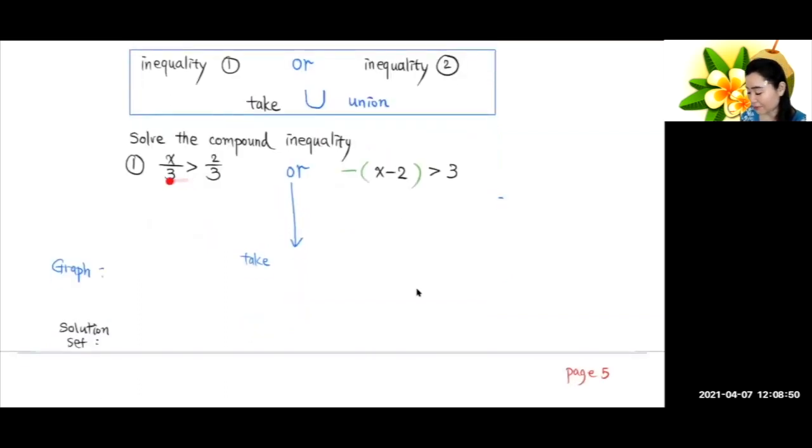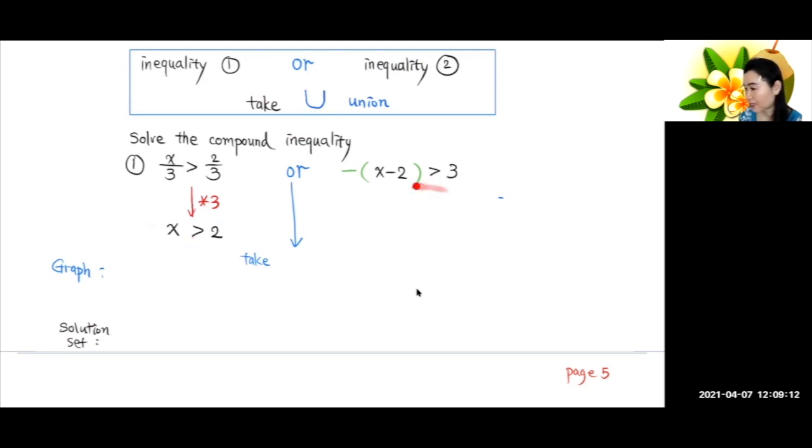Okay, now solve the first one here. So we'll multiply both sides by 3. Then we get x over here. This side here will be 2. Times a positive quantity on both sides, the inequality sign is going to remain the same.